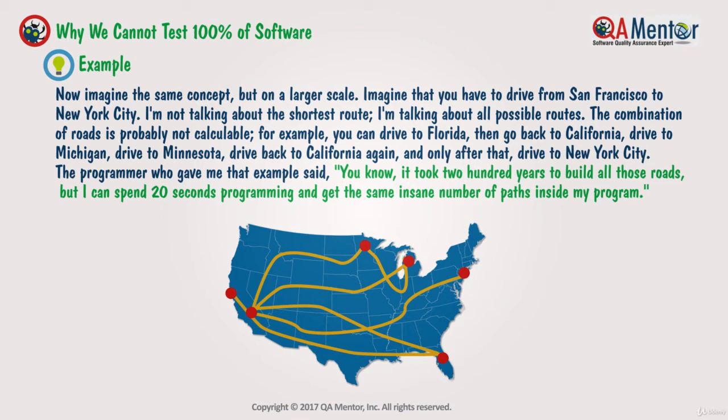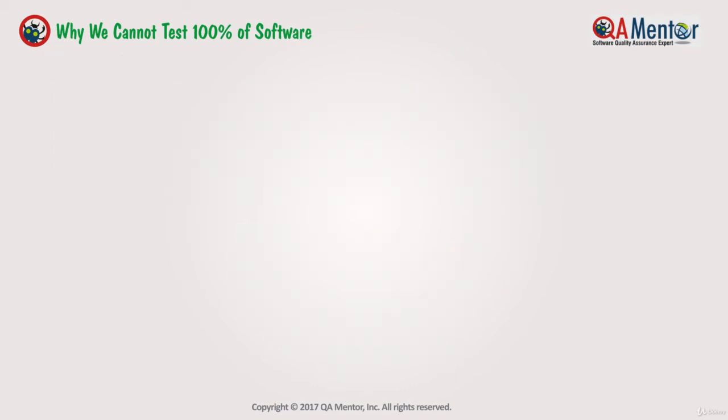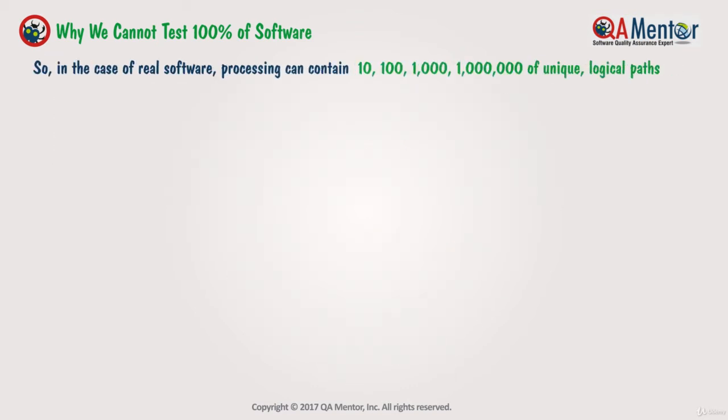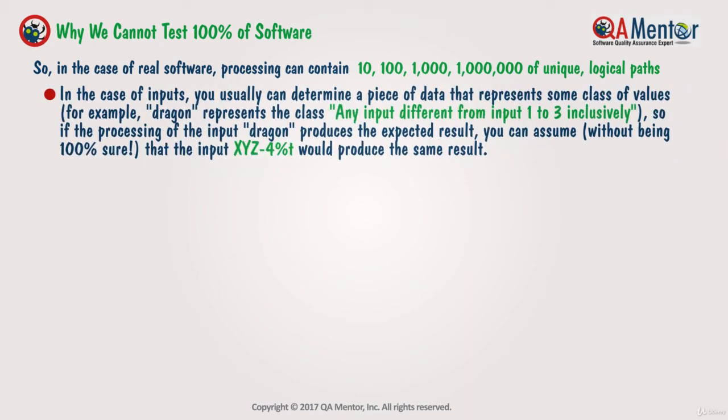The programmer who gave me that example said, "You know it took 200 years to build all those roads, but I can spend 20 seconds programming and get the same insane number of paths inside my program." So, in the case of real software, processing can contain tens, hundreds, and thousands, or even millions of unique logical pathways that must be tested if you want to test 100% of the software. What's important here is, in the case of inputs, you usually can determine a piece of data that represents some class of values.